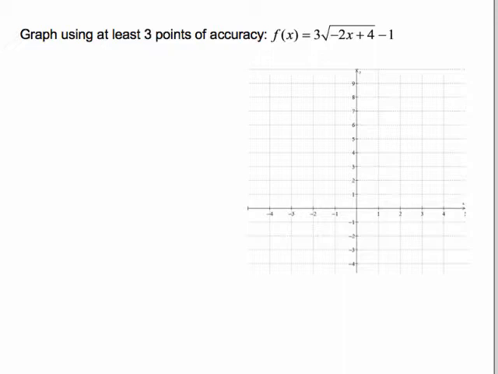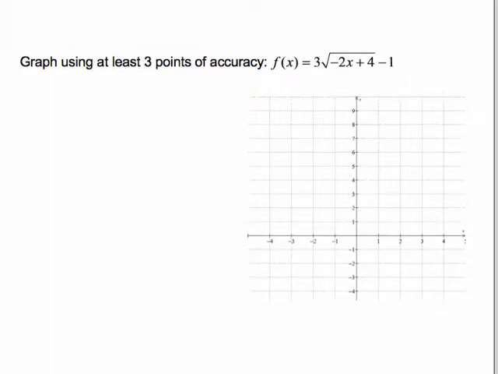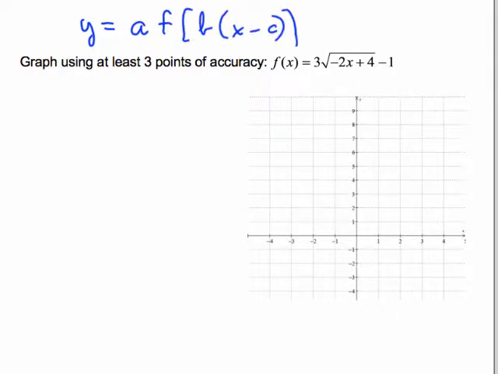So I have a square root radical here that's got a variety of transformations involved, and let's just remind ourselves of the basic transformed form for a function: y equals a times f of b times (x minus c), plus d. Each of a, b, c, and d do different transformations. And so let's just set up our function here in this format.